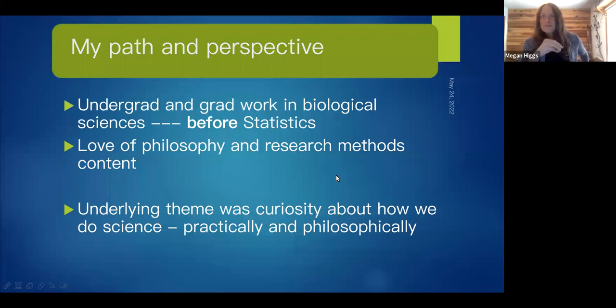And throughout my undergrad and first master's degree experience, I definitely found that I loved the philosophy and research methods content of classes, but I didn't actually pursue it in a formal way, and feel lucky that I got little glimpses of it here and there, but nothing really formal. But when I look back now, there definitely was an underlying theme of curiosity about how and why we're doing science the way we're doing it, from both a practical and a philosophical perspective, as opposed to just, I want to be in a lab doing science now.